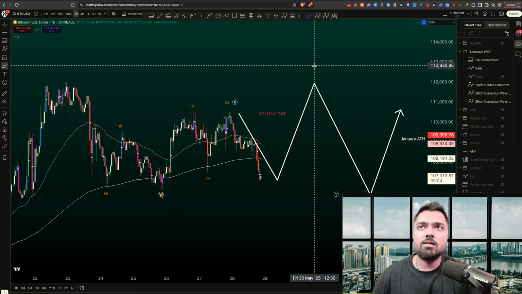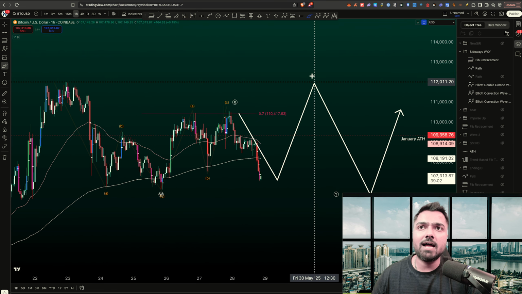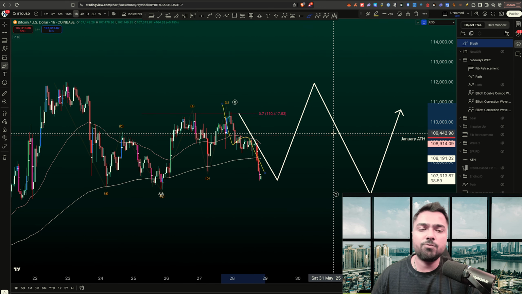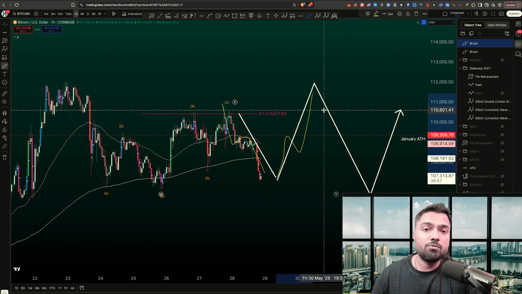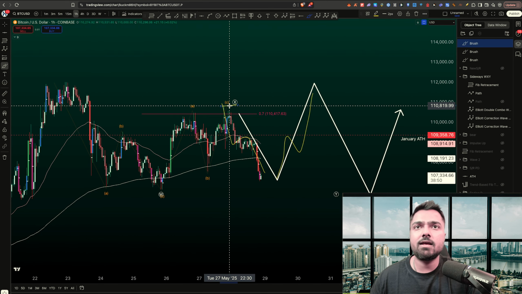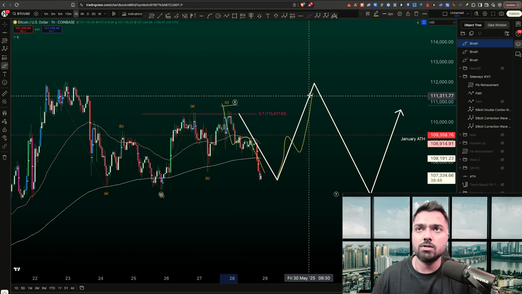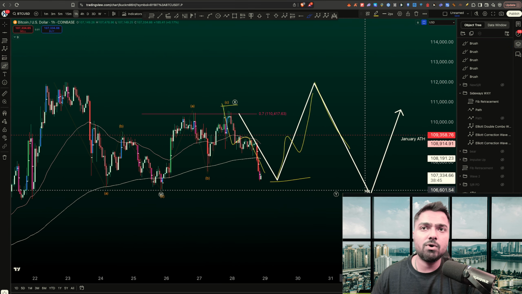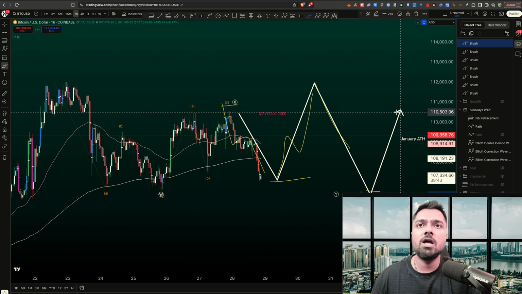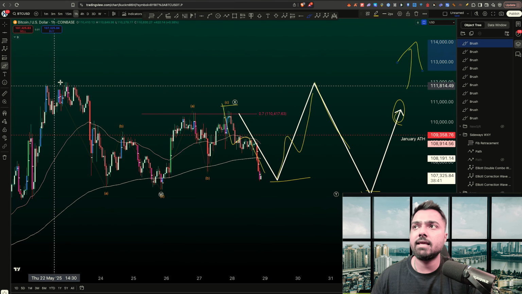All right. On the other hand, guys, your wave Y could also be a flat, in which case we already have a 3-wave move towards the downside. We are looking for another 3-wave move towards the upside, taking out this high right here at around $110,800. After that, we are going to take out this low, and then we have our wave Y formation. After that, we are looking for higher prices, taking out the all-time highs.